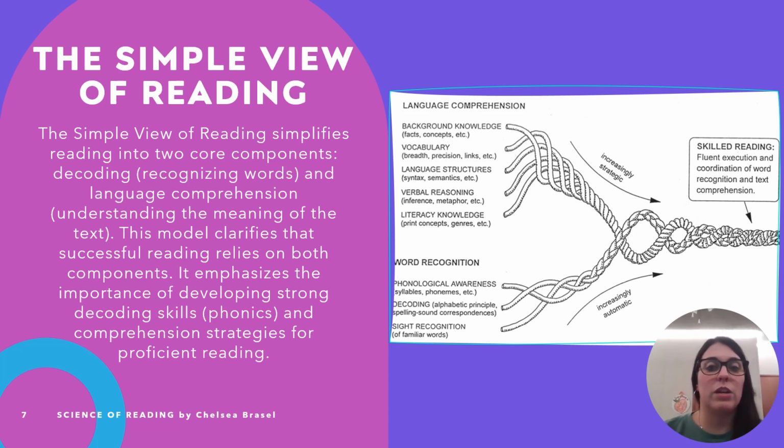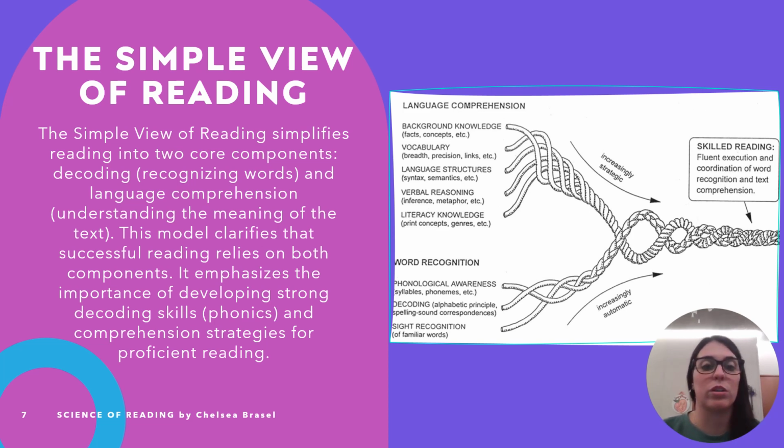Okay, so the next model I will be talking about is the simple view of reading model, and this refers to reading comprehension being considered as the product of two key components, and that's decoding and language comprehension. So decoding refers to the ability to accurately translate written words into spoken words, and it involves recognizing and correctly pronouncing those words.